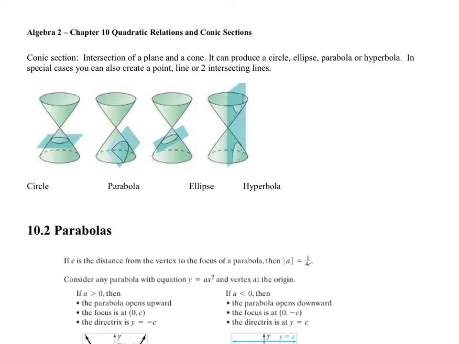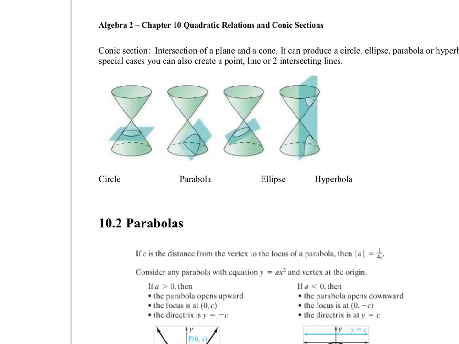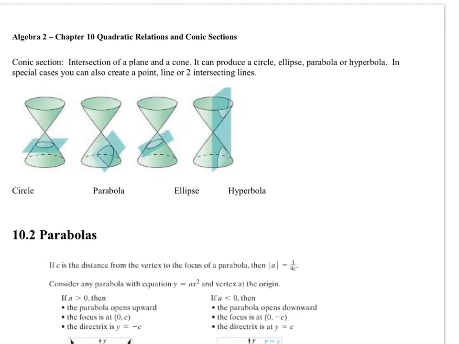So in Chapter 10 we talk about conic sections. A conic section is when you intersect a plane and a cone. So the two cones, one is upside down, one's right side up, where the base is at the bottom here, and the base is at the top here. If you slice through parallel to its base, the cross section is going to be a circle.